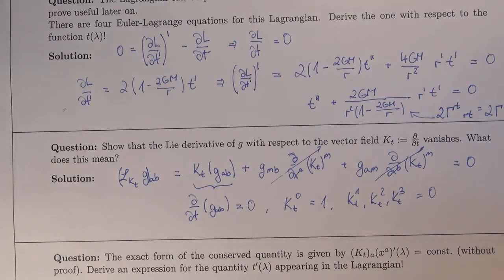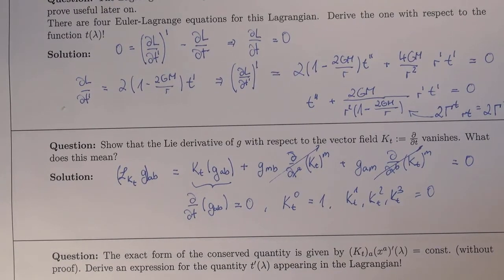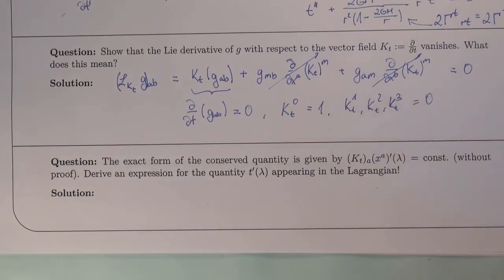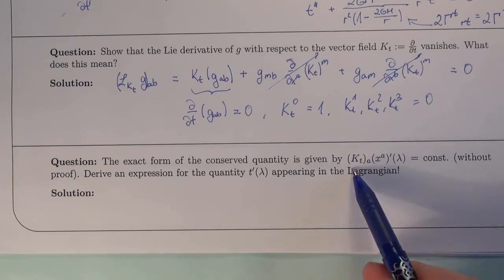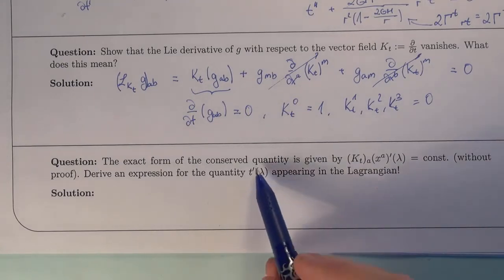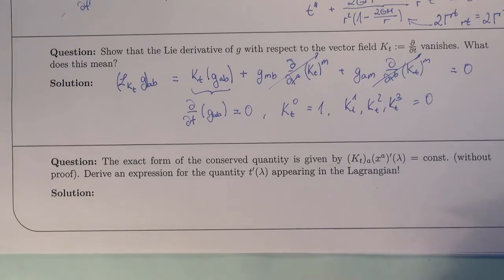So what does this mean? Well, we have some kind of symmetry here. And of course we see that this symmetry with respect to time translations gives rise to conserved energy. The last part of this section is to find the conserved quantity. So the explicit form is given by this expression here. And now we want to derive an expression for this quantity t prime appearing in the Lagrangian.